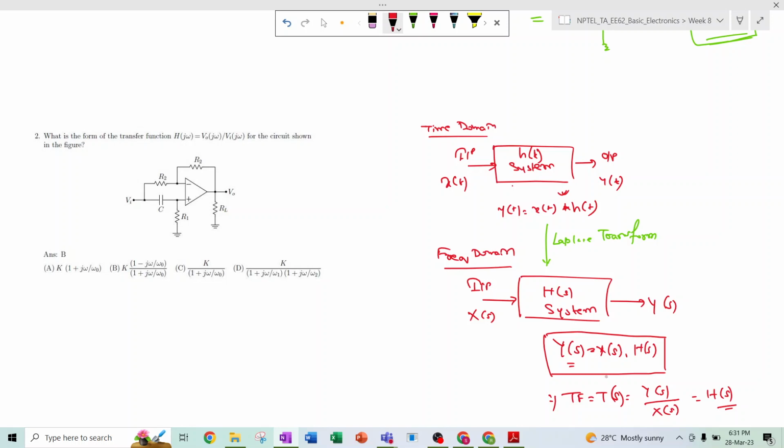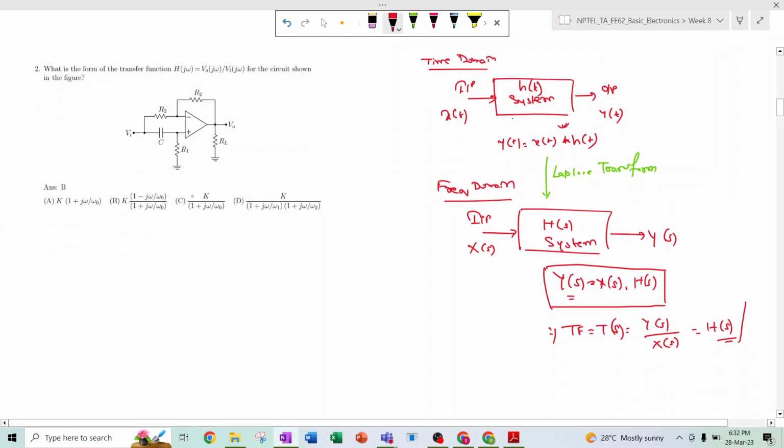So the transfer function is generally discussed in the frequency domain, and it is the Laplace transform of the output divided by the Laplace transform of the input, provided that all initial conditions are set to 0. This is the definition of a transfer function.